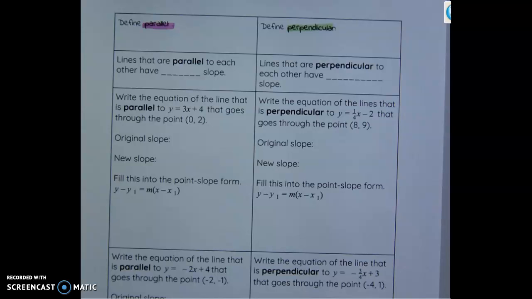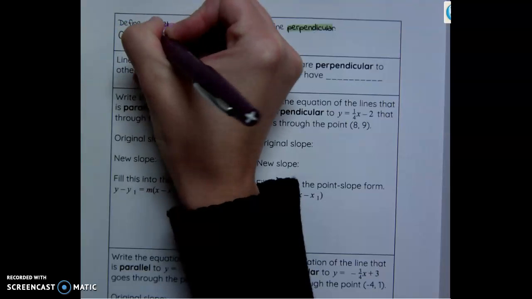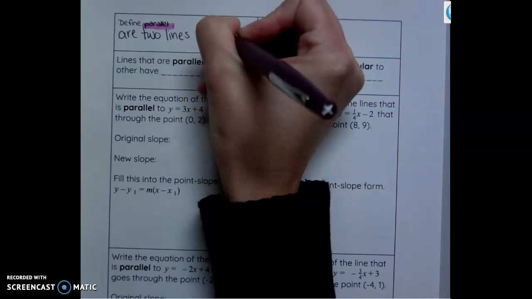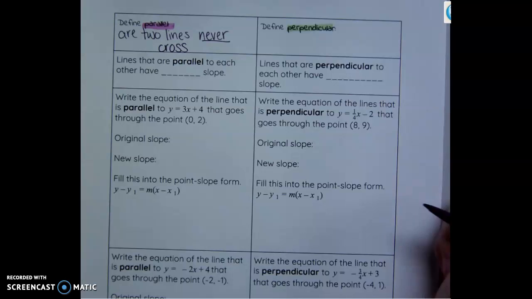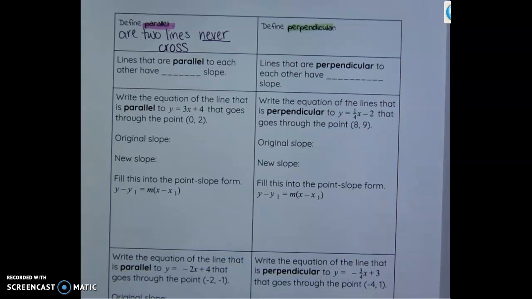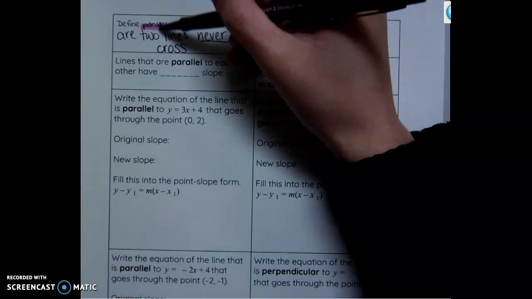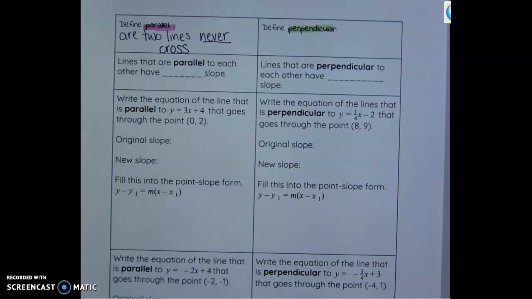So, parallel are 2 lines that never cross, ever. Okay, 2 lines that never cross. And I always remember that parallel lines never cross because it has 2 L's in it, and my L's are straight lines. Okay, so perpendicular lines.